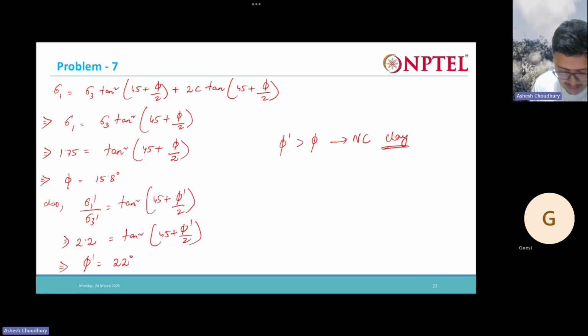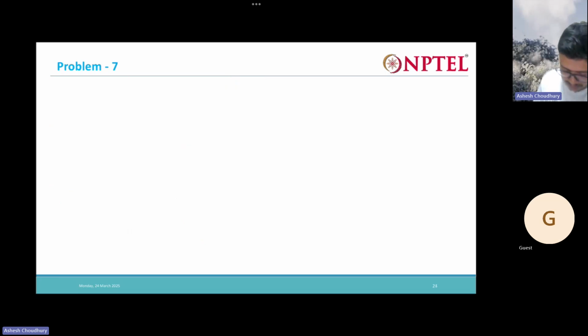Okay, now let us go to the last part. Calculate the value of AF. Okay, that we need to calculate. So C is 0 for NC clay, we already know, so that is done. Phi is done. Now you need to find out this last part: calculate the value of AF, the value of pore water pressure parameter A at failure. So let us see.